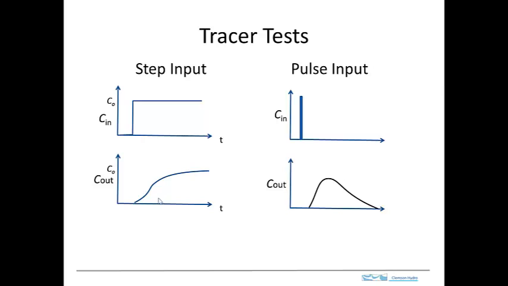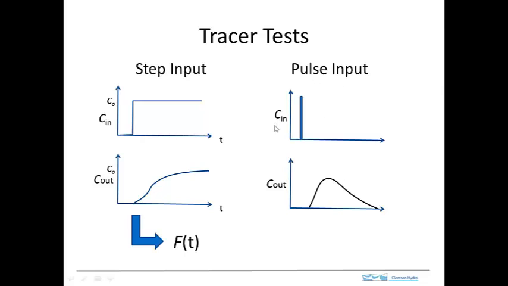So if we have this kind of a tracer test, we can take these results and analyze them to determine the F function in a standard RTD type of analysis. And we saw how to do that in a previous video. I want to turn our attention here to this other kind of tracer test, the pulse input.